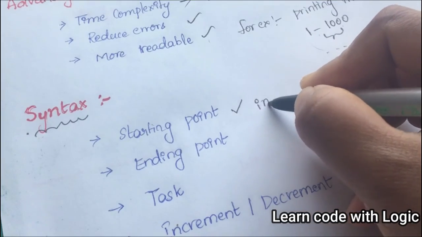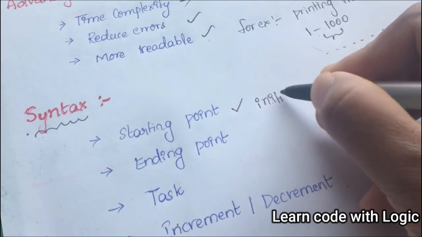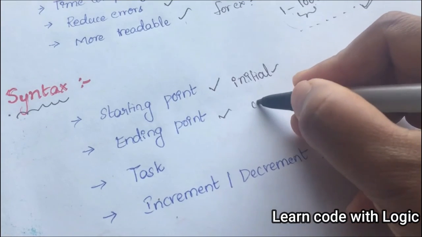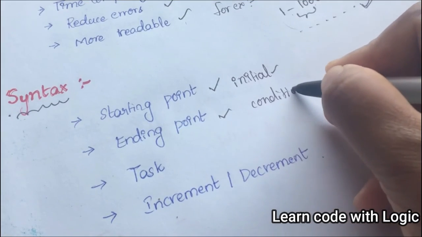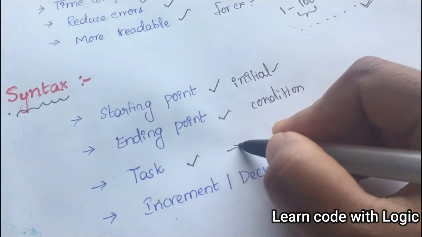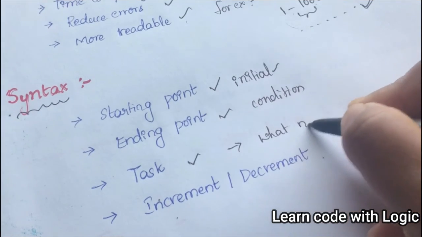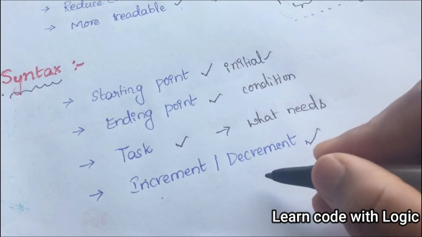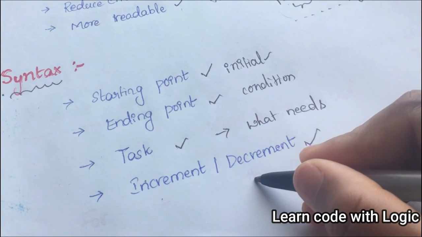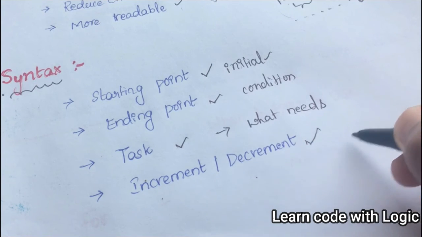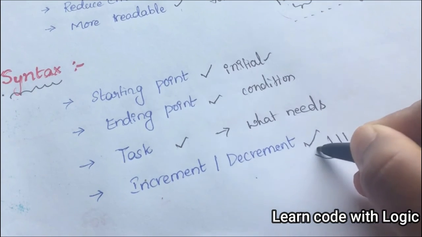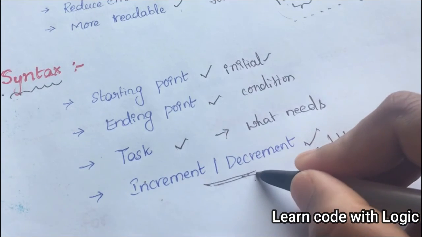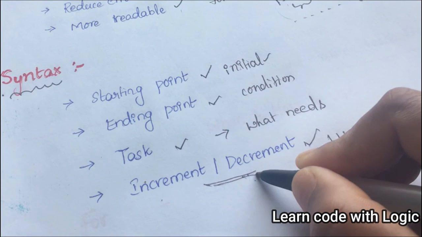We need a starting point. This we can call initialization, and an ending point, this is like the condition. Task means what needs to be executed. Increment or decrement, this one is useful for where to move, whether you have to go to the next number or whether you have to go backward. We already discussed this increment and decrement operator in detail while we were discussing operators.